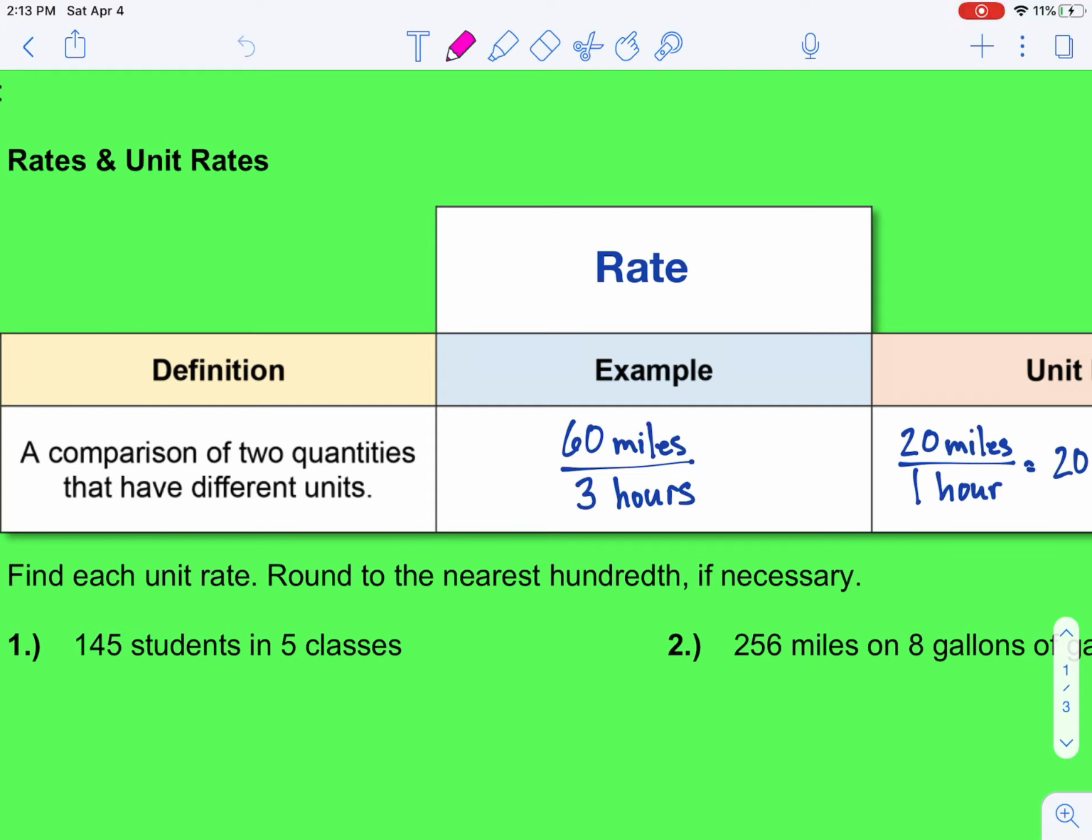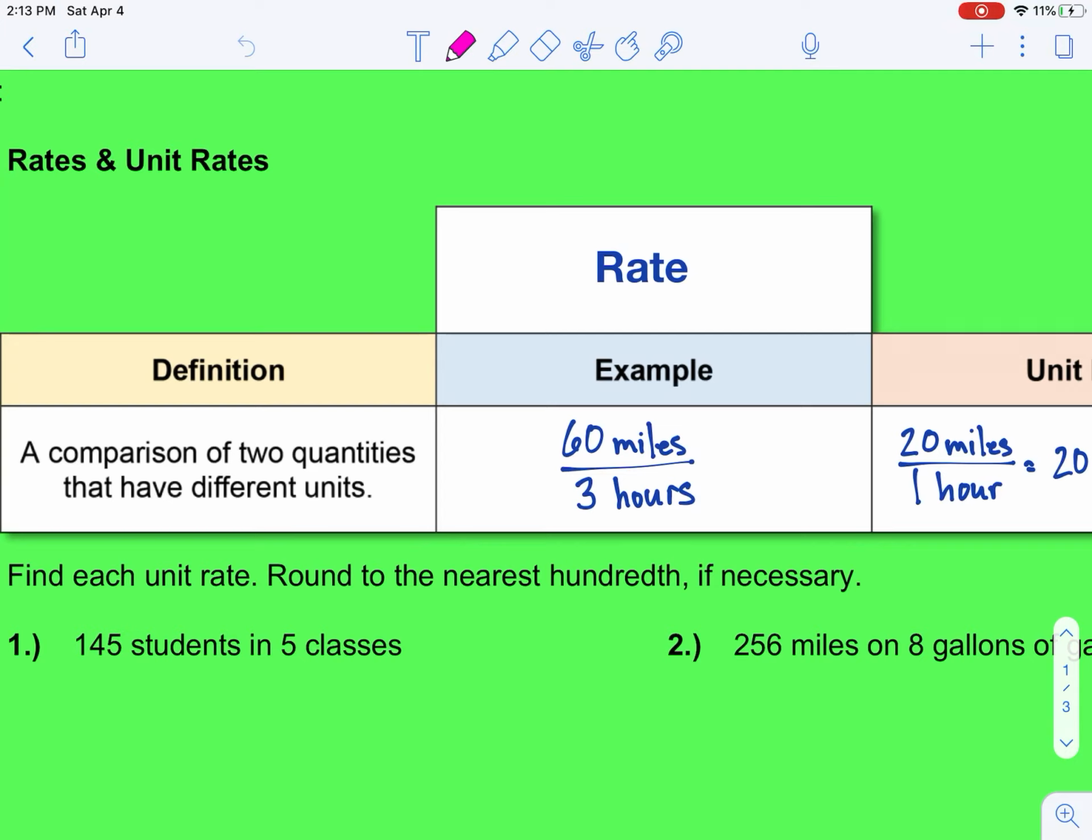So we use rates all the time. When we're driving, miles per hour, that's a rate. Miles per gallon, that's a rate. When you're going to the grocery store and you're buying something, there's a price per pound. Those are all rates. So we use rates all the time. My example that I used for you was 60 miles per 30 hours. We usually use the word per when we're talking about rates.